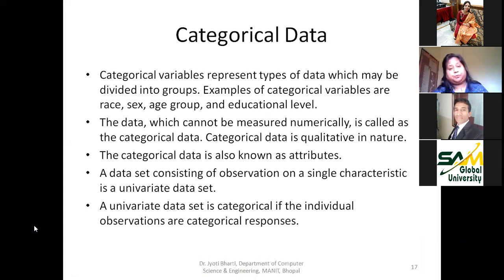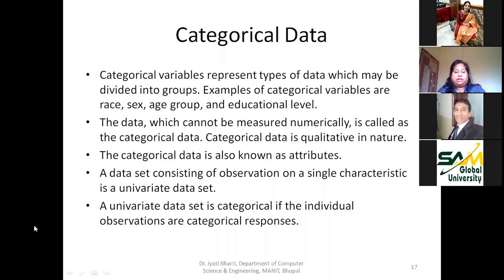And categorical data. Categorical variables represent the type of data which may be divided into groups. Examples of categorical variables are age group and educational levels. The data which cannot be measured numerically is called categorical data. Categorical data is qualitative in nature and it is also known as attributes. Our data set consisting of observations on a single characteristic is a univariate data set. A univariate data set is categorical if the individual observation is a categorical response.